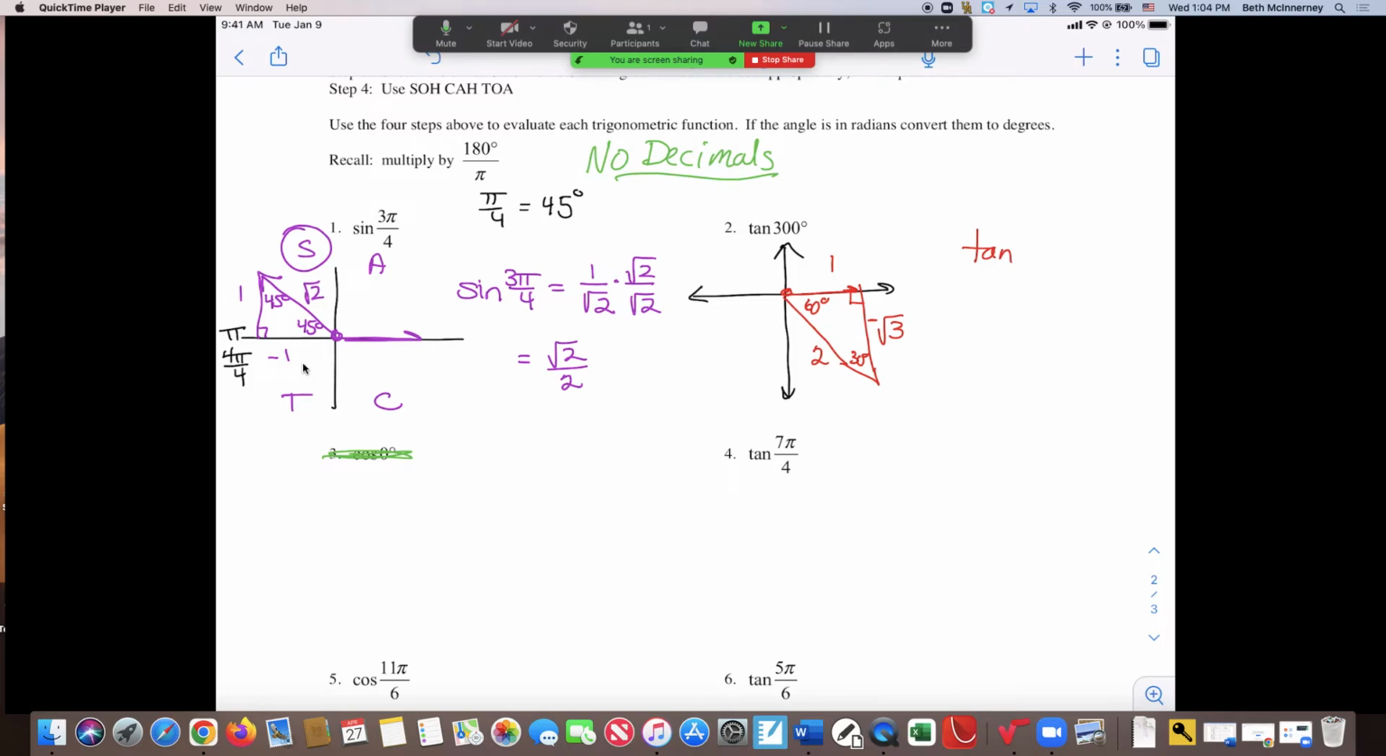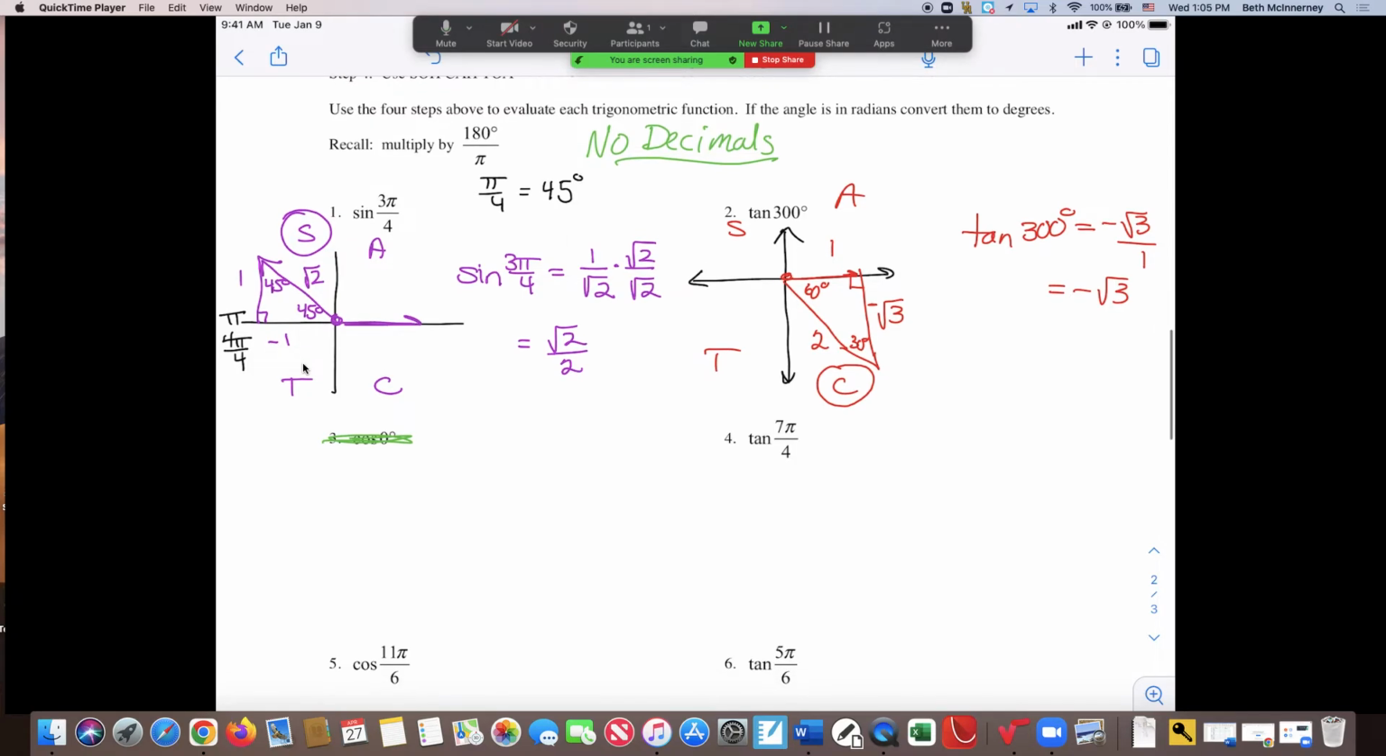60 degrees from the x-axis, halfway is 45. Oh, okay, we're done. Okay, so now I'm going to do my TOA. That would be the opposite, negative square root 3, over the adjacent, which is 1. And then the last thing I do is I say all students take calculus, tangent ought to be negative there. It is. So we did it.